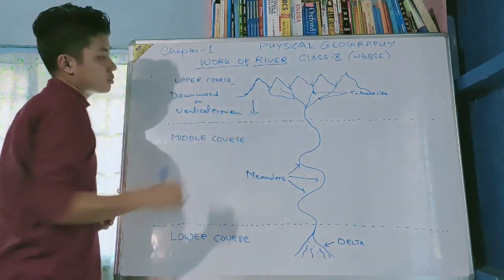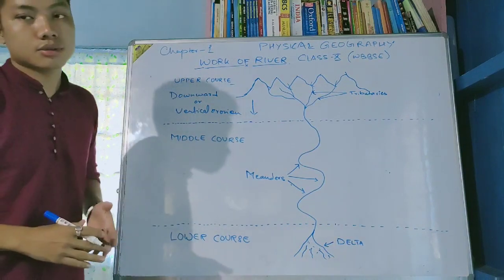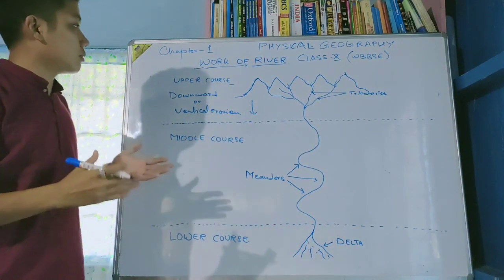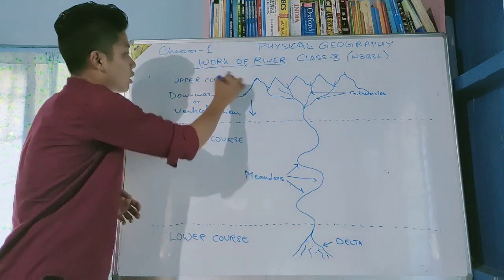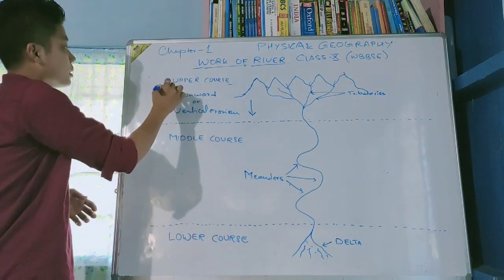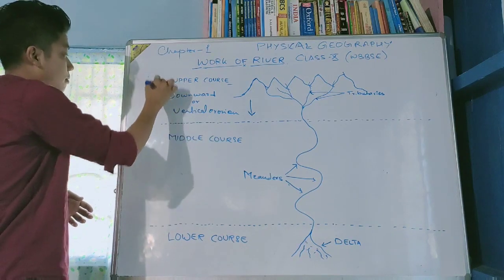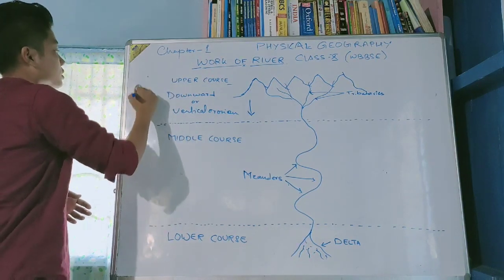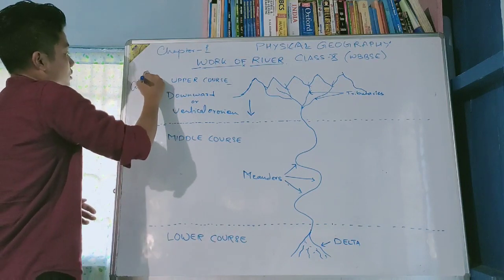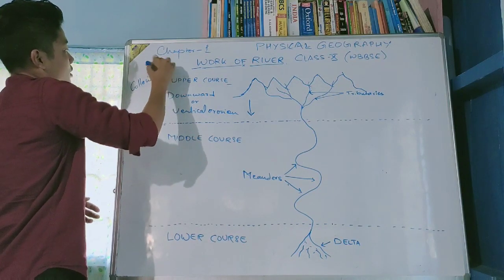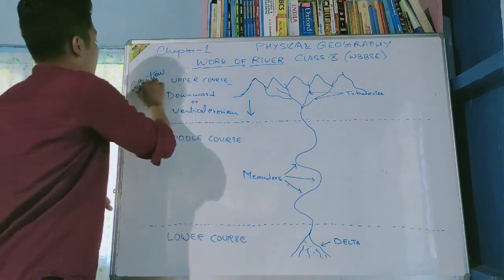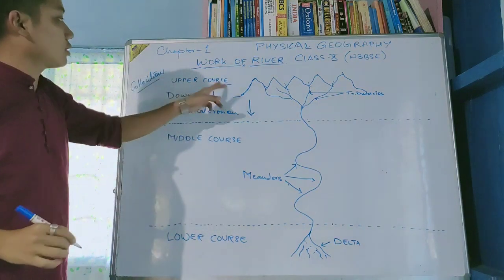Vertical erosion is most prominent. That's why we can see different kinds of V-shaped valleys in the upper course of the river. See, the main work of the river here is downward erosion and vertical erosion, but the collection of different materials is also one of the works of the river in the upper course.